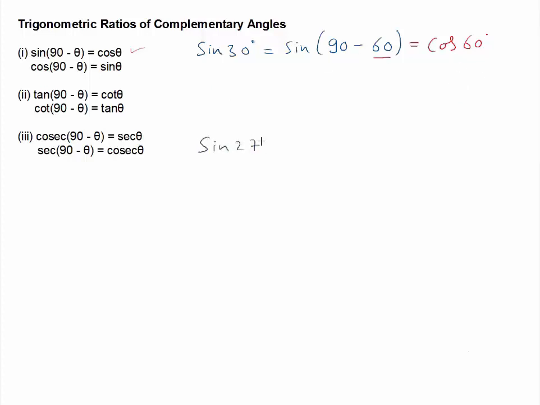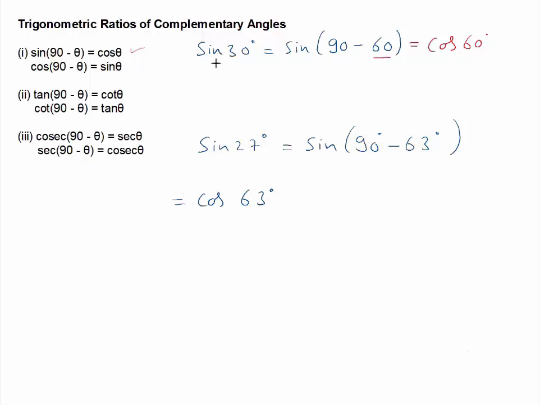Sin of 27 degrees equals, we can write this as sin 90 minus 63, because 90 minus 63 is 27. So this will give us cos 63 degrees. Now for competitions, this is a little lengthy method. A shortcut to this is, first you need to memorize that sin gets converted into cos and the angle is complementary to the previous one.